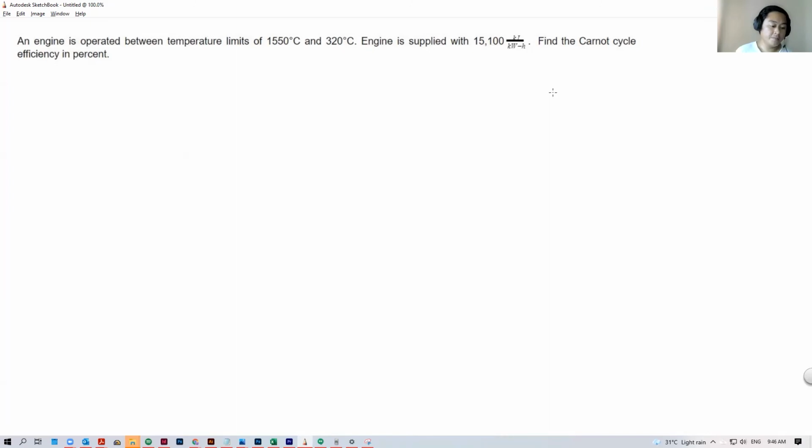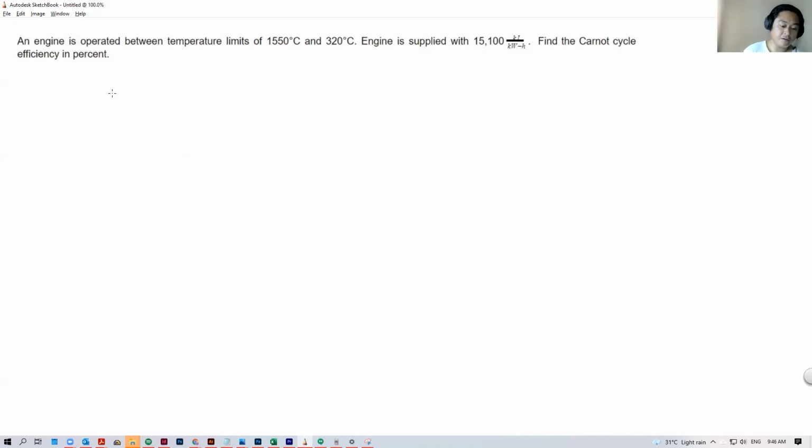An engine is operated between temperature limits of 1550 degrees Celsius and 320 degrees Celsius. The engine is supplied with 15,100 kilojoule per kilowatt hour, and we are asked the Carnot cycle efficiency in percent. This is actually a straightforward problem where we're going to be deriving the formula. This will come in handy if you have memorized the formula.